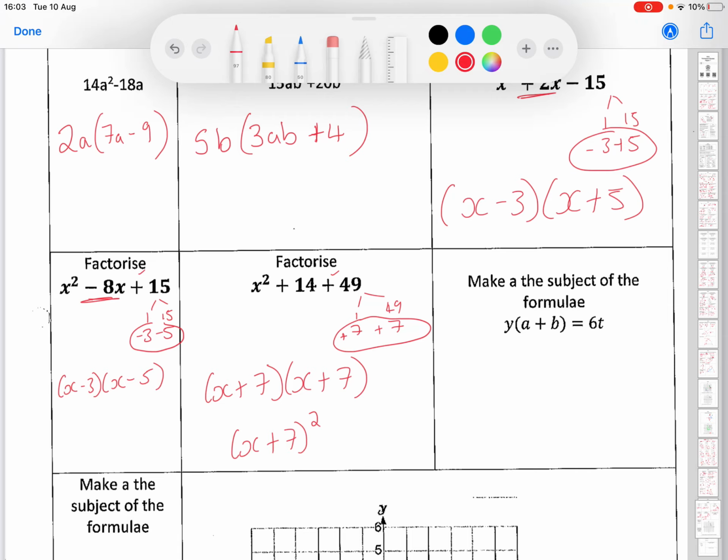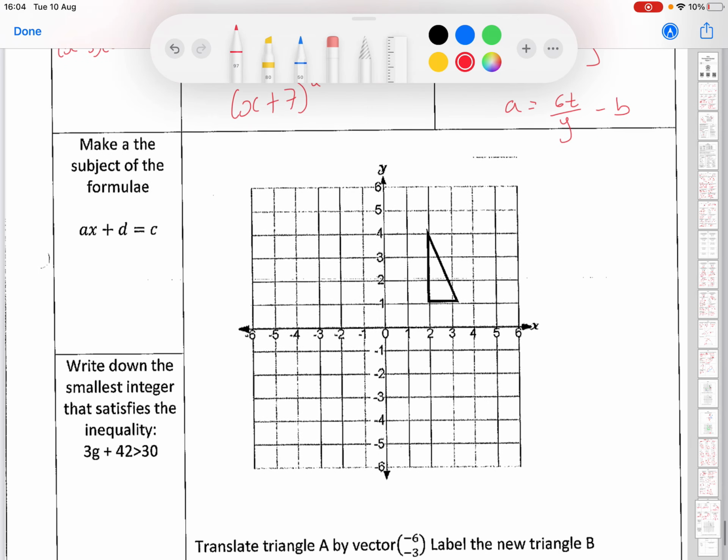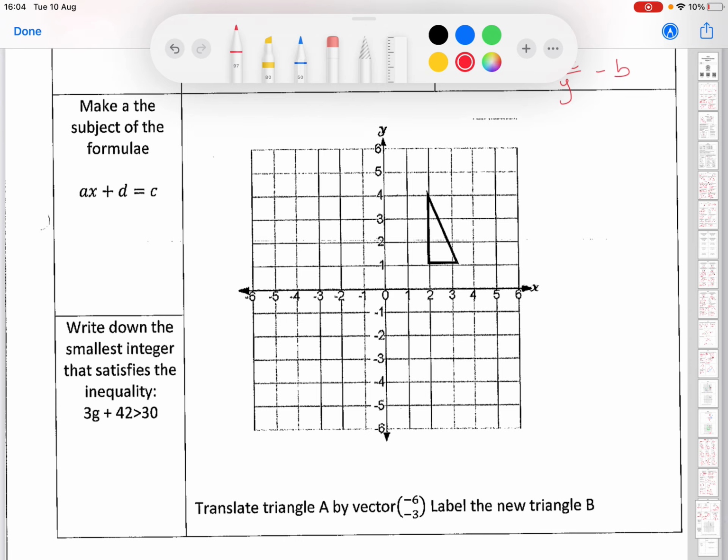Right, make a the subject of the formula. So we've got y in brackets a plus b equals 6t. I'm going to do it the way I did it the first time. So I'm just going to get rid of the y first. So if I divide by y first, that bracket just gets left. So a plus b is going to equal 6t over y. Then you can get rid of your b. So if I take away my b, I'll be left with a equals 6t over y minus b.